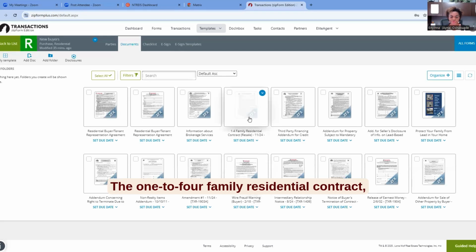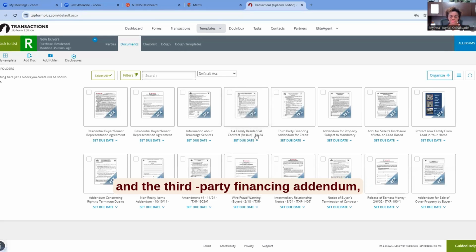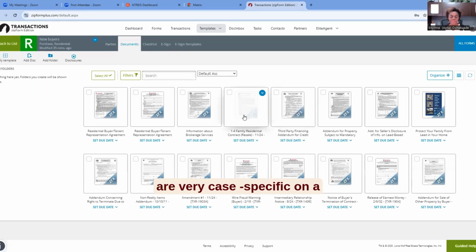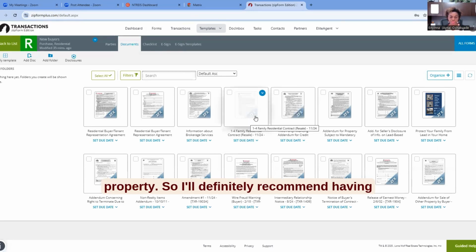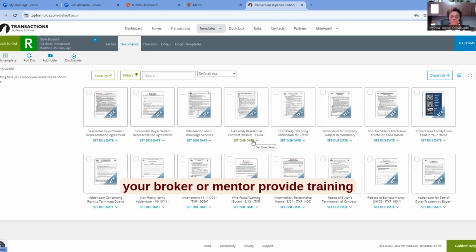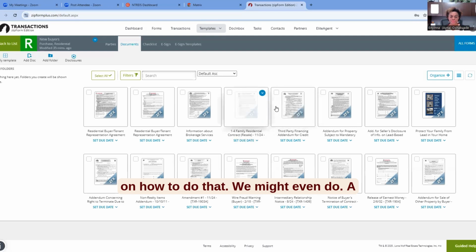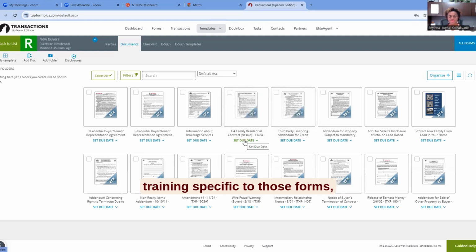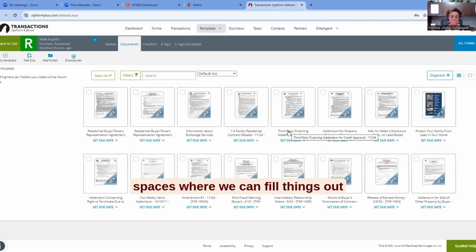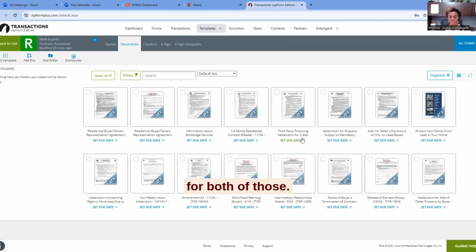So the 1 to 4 family residential contract and the third party financing addendum are very case specific on a property. So I'll definitely recommend having your broker or mentor provide training on how to do that. We might even do a training specific to those forms and just talk about the different spaces where we can fill things out for both of those.